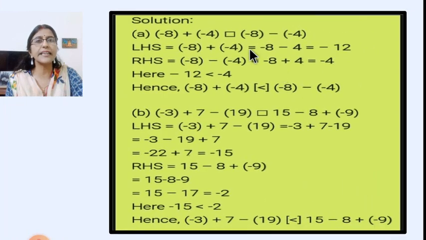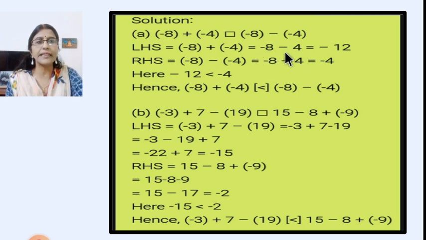Now the first question is minus 8 plus minus 4, and here this box is given minus 8 minus in bracket minus 4. So when we have to solve this, first we'll take LHS. So LHS is taken minus 8 plus minus 4. So here minus 8 is equal to minus 8. Now plus and minus will be minus. So here minus 4 is written.